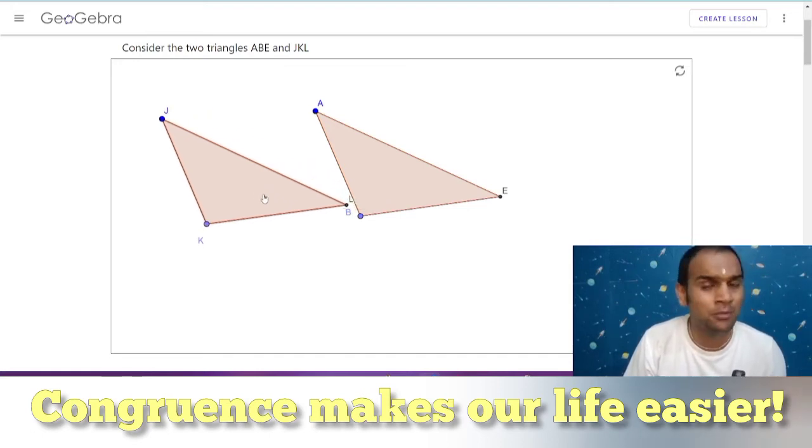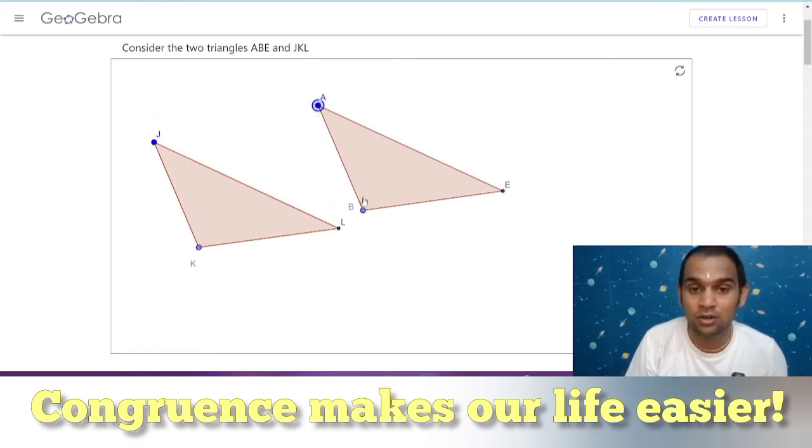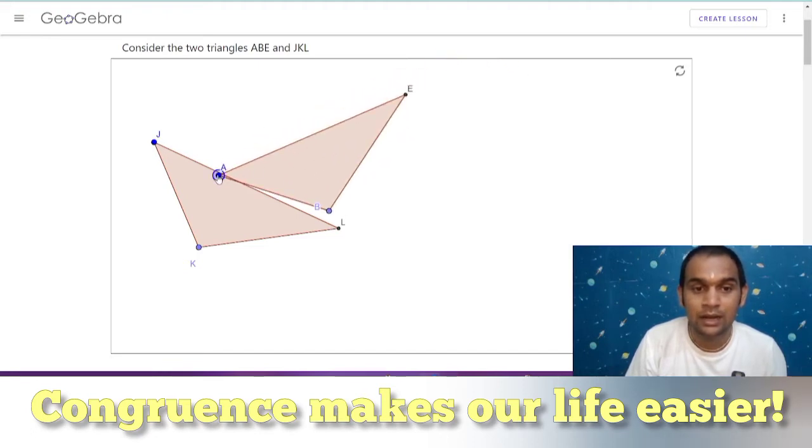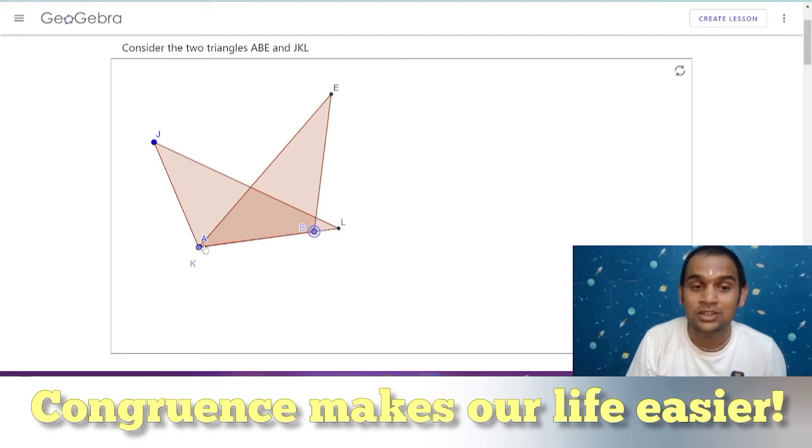Now, my dear friends, observe. What happens if I don't keep the corresponding parts together? Will the triangles still be congruent? Now, as we discussed, J is corresponding to L. Now, I'm not keeping J on L. I'm matching A to K. Is it overlapping right now?